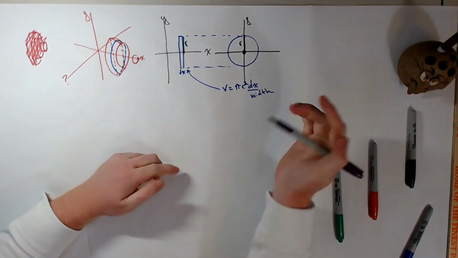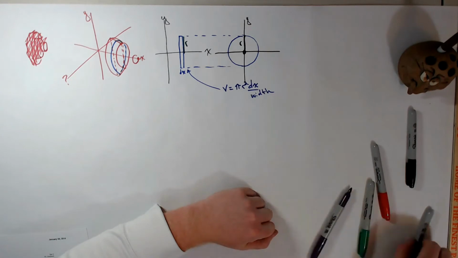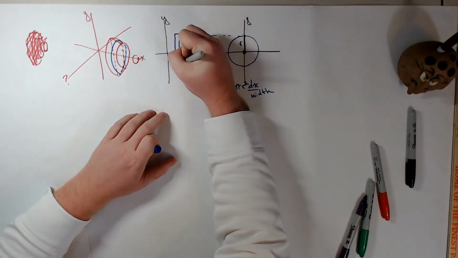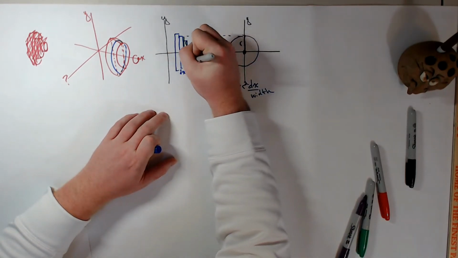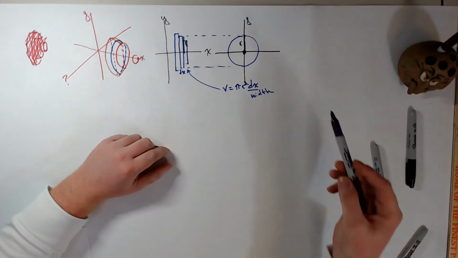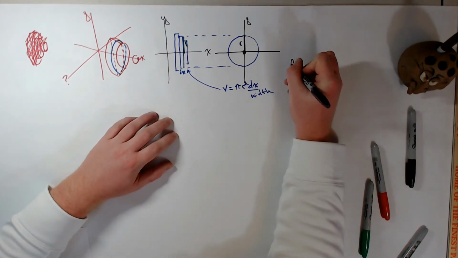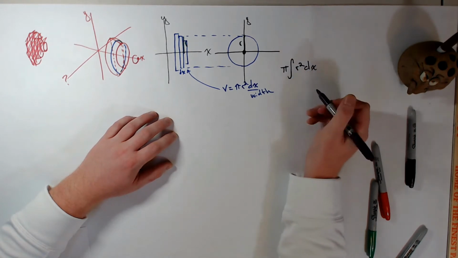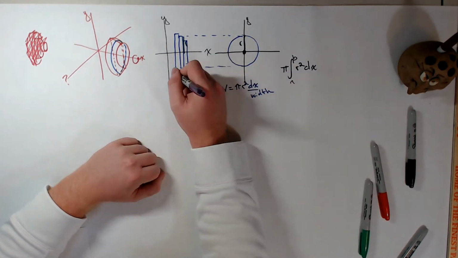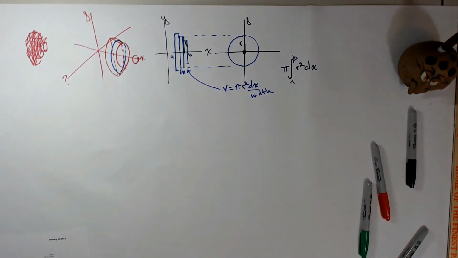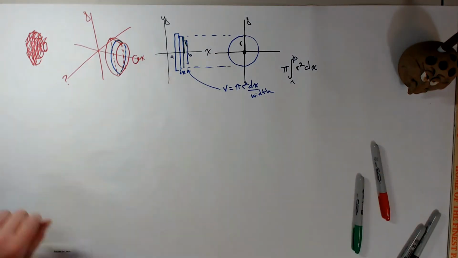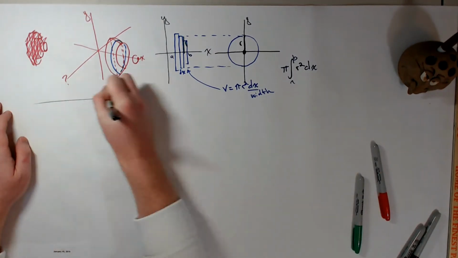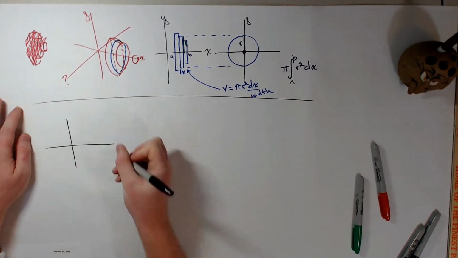We can use an integral to add all these disks up. So if I were to have these other disks, and obviously we want to make dx as small as possible, that gives us the most accurate amount of volume, then we can get a formula for the volume of this as pi times the integral from a to b of r squared dx. So let's look at an example.